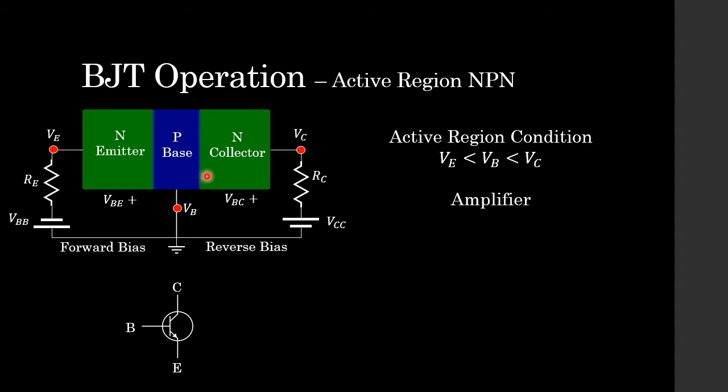All right, one more time, students. For the active region NPN transistor, in order to operate it, the condition that needs to be satisfied is we need to forward bias the NP junction between the emitter and the base, and we need to reverse bias the PN junction between the base and the collector. And that will give us an amplifier circuit, which we use mainly in our analog electronics.